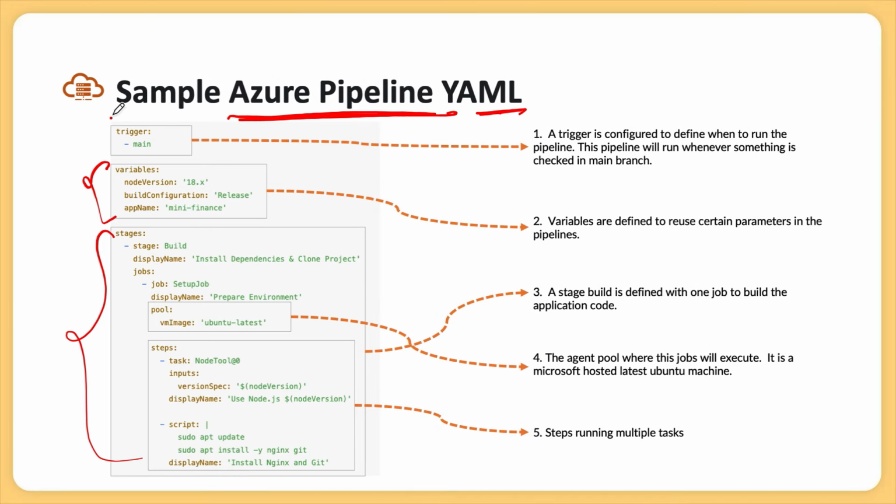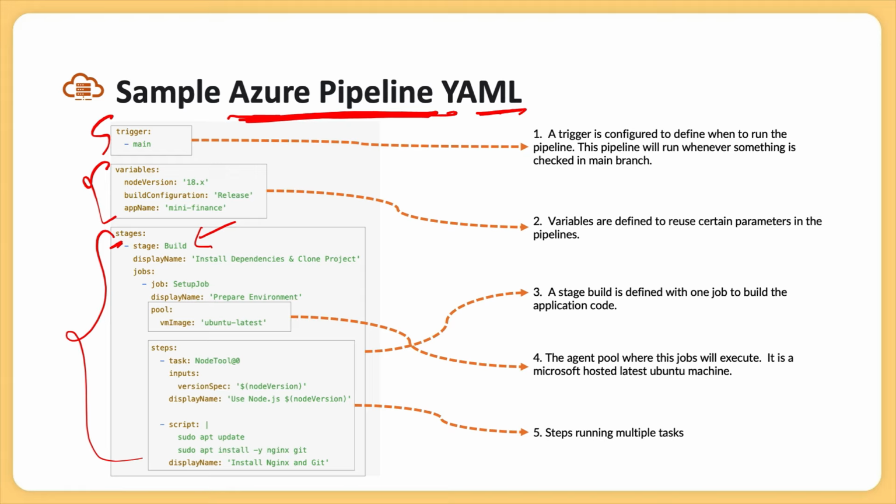pipeline.yml. So we have the trigger, we have the variable, then we have the stage. This stage is for the build. We could also have a stage for the test, and a stage for the deploy. We could have multiple stages here. In this sample I'm showing just one stage, but we could have multiple stages in this Azure pipeline. And this stage is for the build.